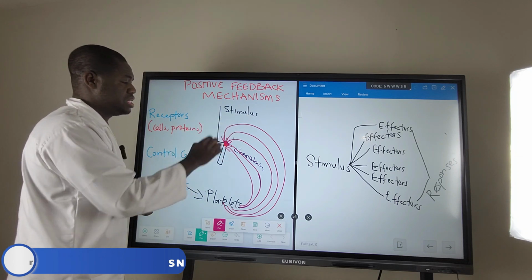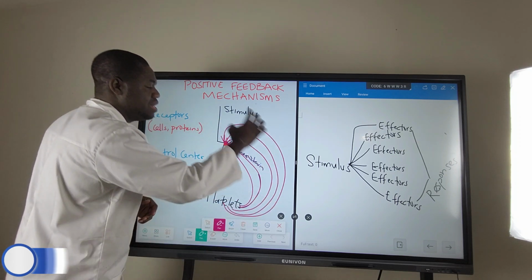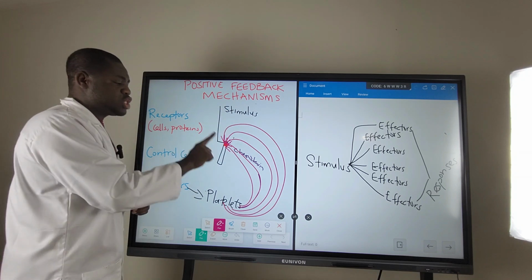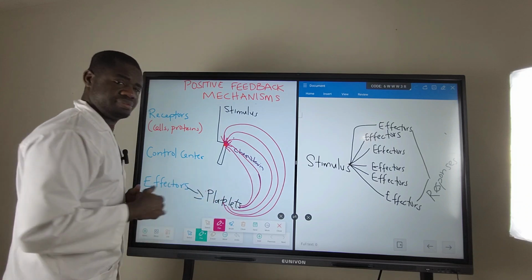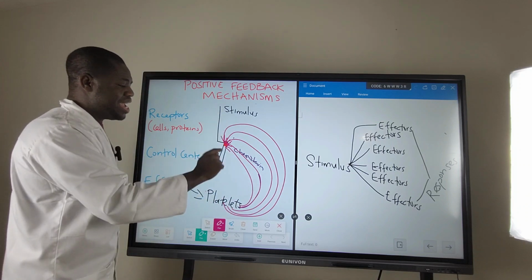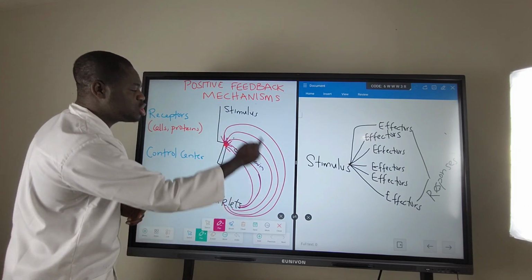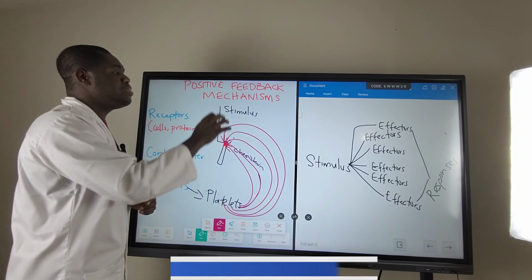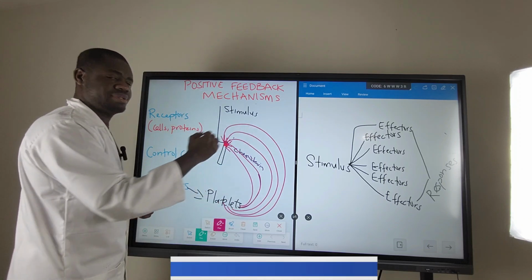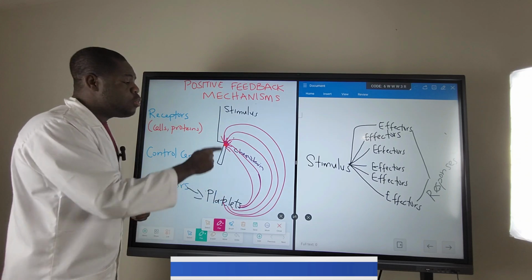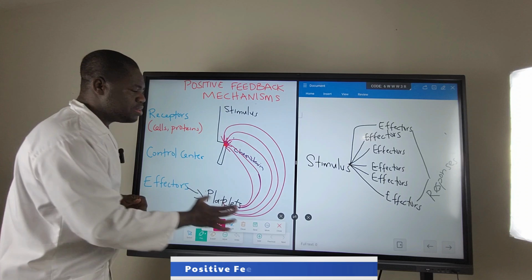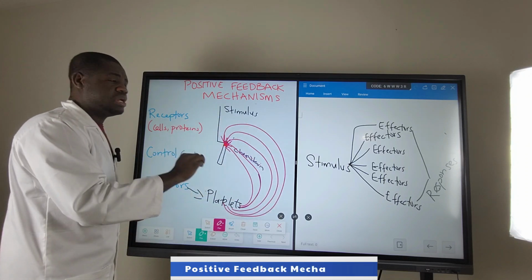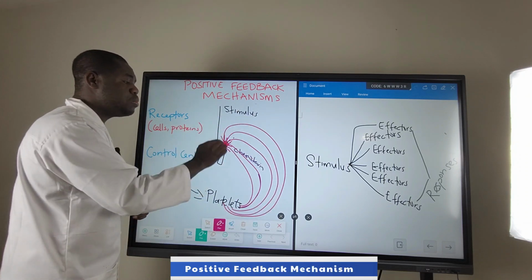So this means that the stimulus causes more responses. The stimulus amplifies the response. There is one stimulus, look at the number of responses. The stimulus increases the responses. So the responses will stop when there's no stimulus present. The responses will stop when the stimulus is no more there.